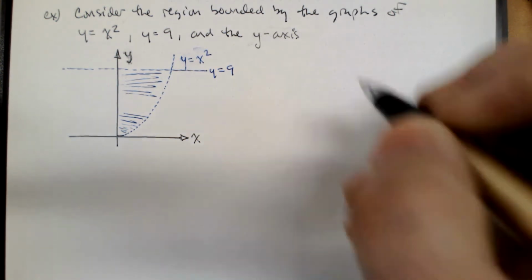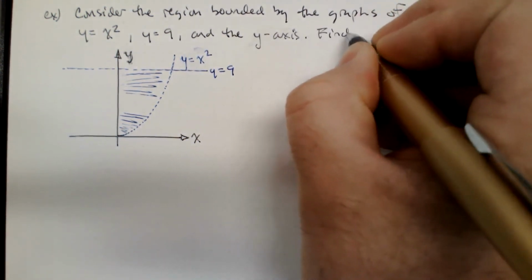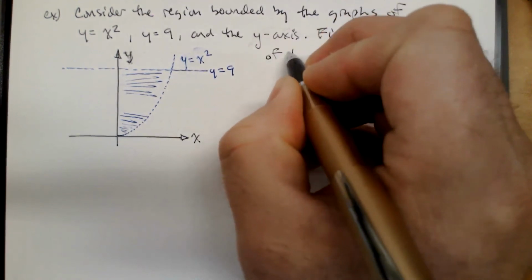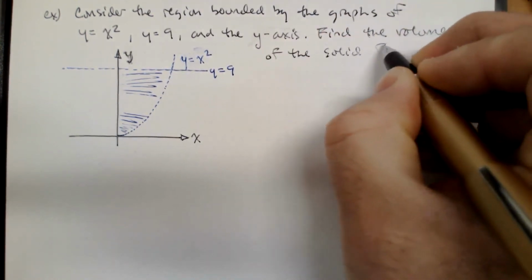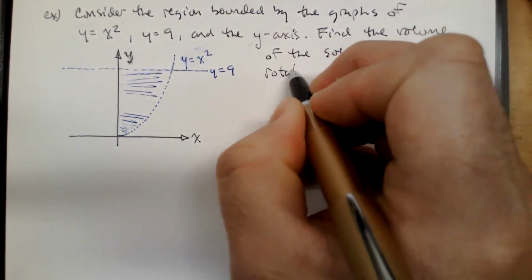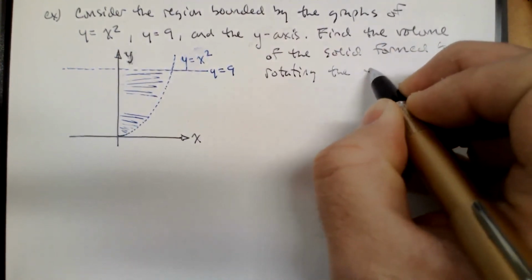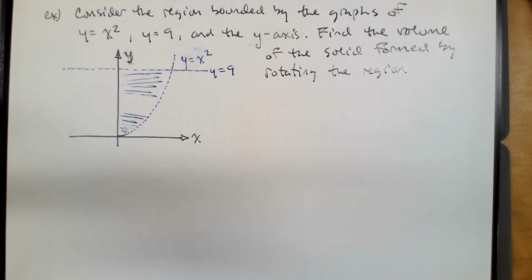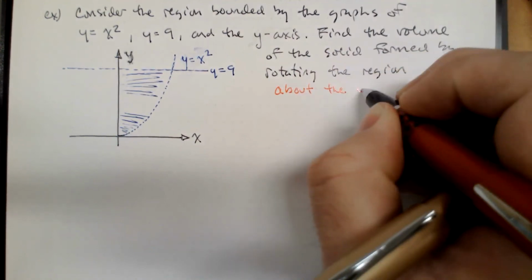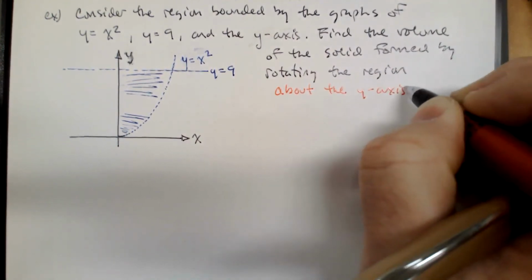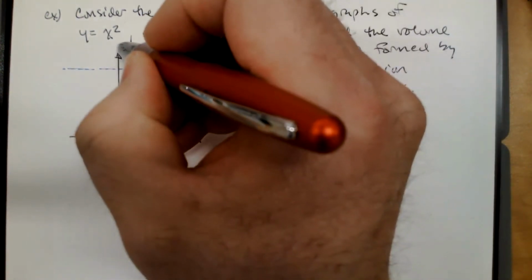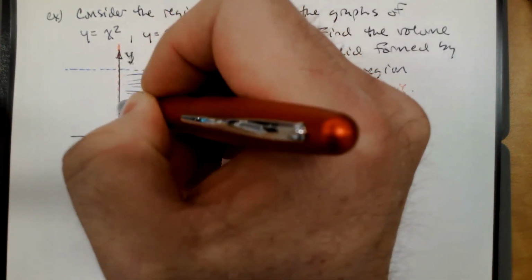Let's find the volume of the solid formed by rotating this region about the y-axis. So here's our region, and our axis of rotation is going to be the y-axis.